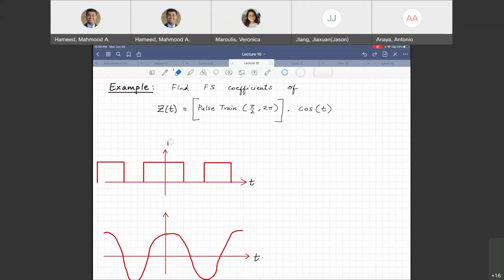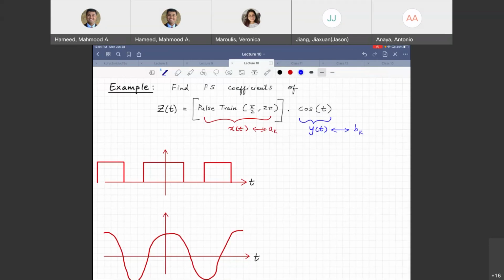Let's not do pulse train. What we'll do is we'll try to define this guy as x of t, and we'll try to define this guy as y of t. And then we'll say x of t has Fourier series coefficients a sub k, and y of t has Fourier series coefficients b sub k, right?